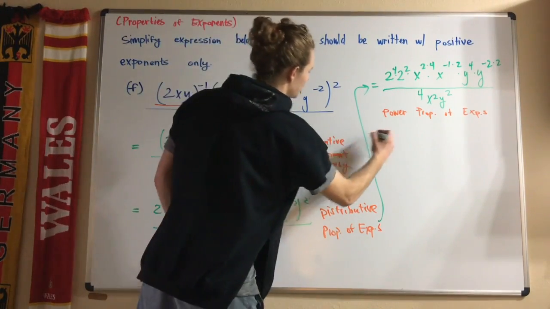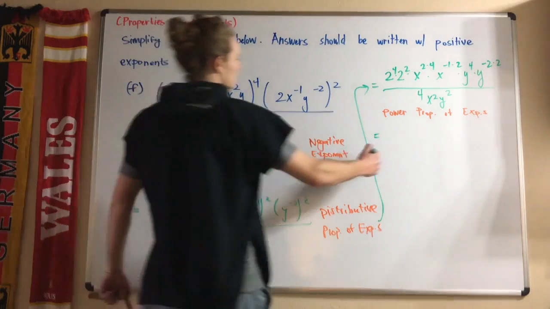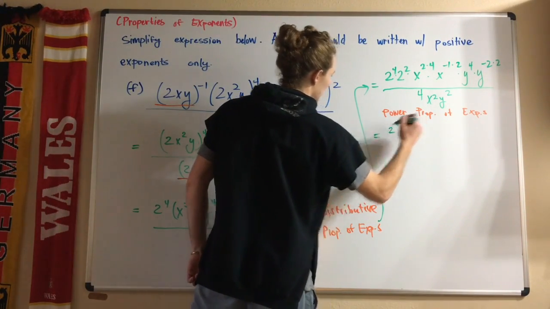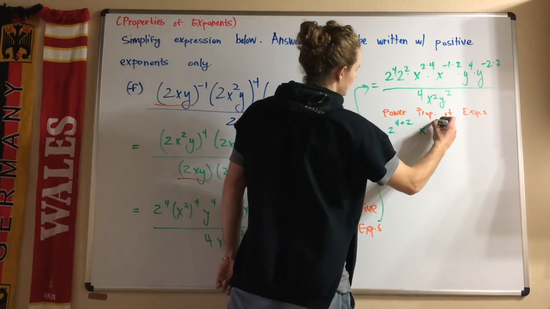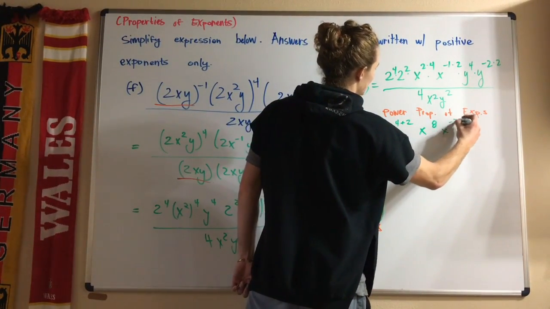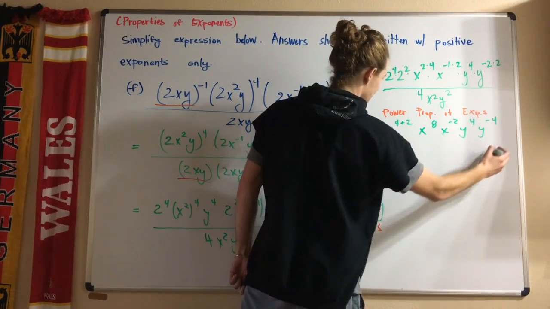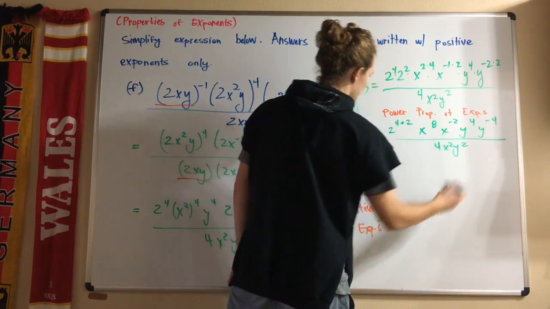All right, next step, what can I do? Well, let's use the product property to make a lot of these things a little bit simpler. So for example, 2 to the 4 times 2 squared is 2 to the 4 plus 2. x to the 2 times 4 is x to the 8. We have x to the negative 2. We have y to the 4, y to the negative 4. Still divided by 4x squared y squared.